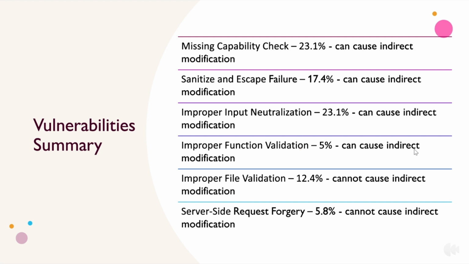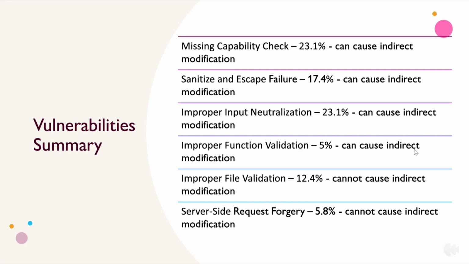Next up, we have improper function validation, which is when the parameters of functions in AI models code are not properly checked or it's not the proper variable. And this can cause indirect modification because if an attacker exploits this, this can basically allow them to input malicious input. Next up is improper file validation, which is basically the failure to check a file to see if it's safe.